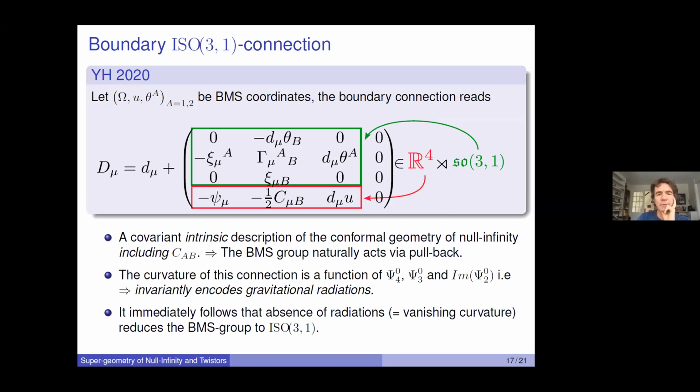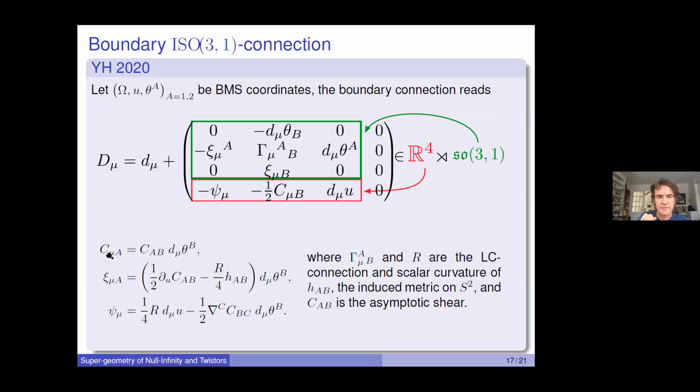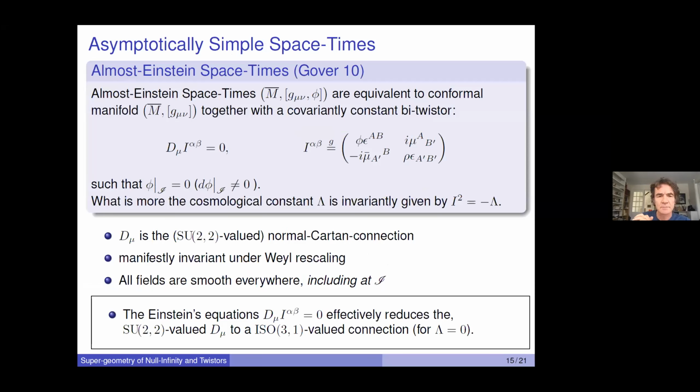A technical question. Yannick, you went very fast on your description of the infinity tensor, the covariant infinity tensor. You had some coefficients mu, rho, phi. What are these guys?